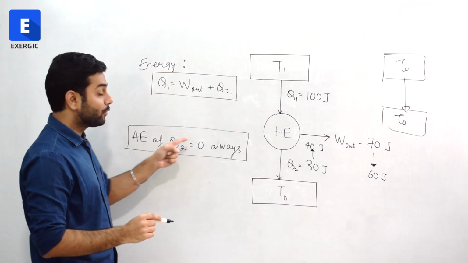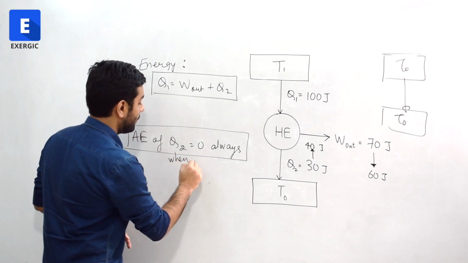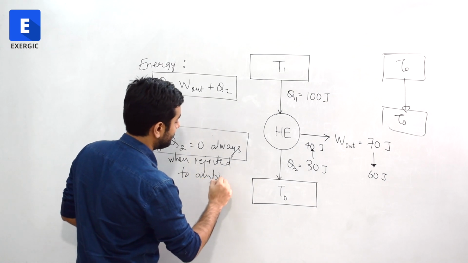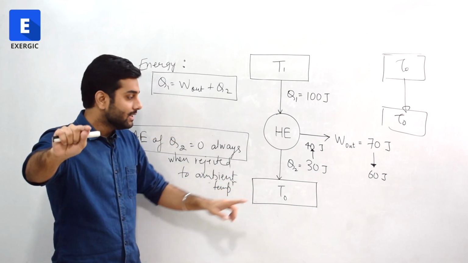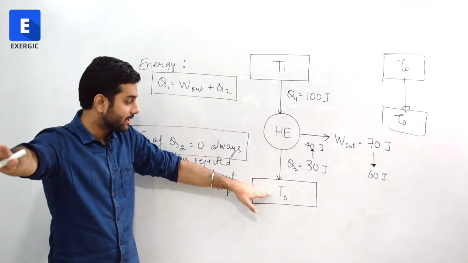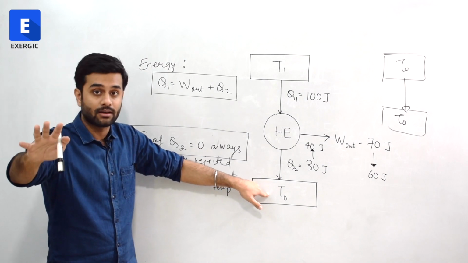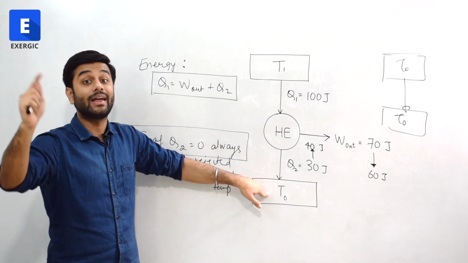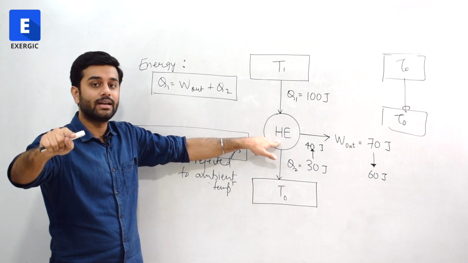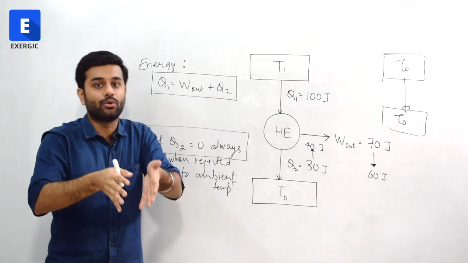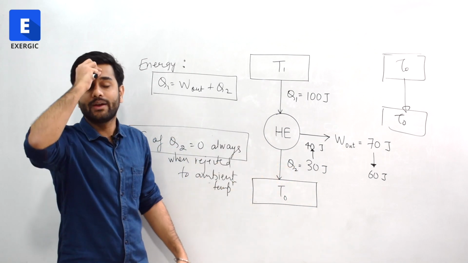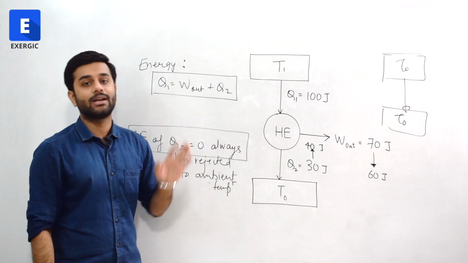The availability of Q2 is always zero when rejected to ambient temperature. The point is that the available energy of Q2 will always be zero when it is rejected to ambient temperature. The value of Q2 may change depending upon the reversibility or irreversibility of the heat engine. But the availability of Q2, the exergy of Q2, how much work you can extract from Q2, will always be zero if it is rejected to the ambient temperature.